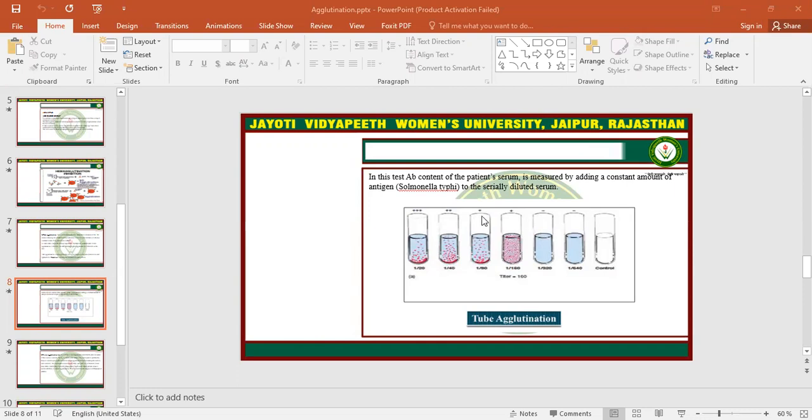After a few minutes, we observe that this tube has no agglutination reaction. This tube has no clumping, this tube does not have any clumping, and this tube also does not have any kind of clumping. In this tube, we observe some clumping-like structure. Suppose that we have added 1 ml, 2 ml, 3 ml, 4 ml, 5 ml, 6 ml, 7 ml. According to this test, we can observe that the concentration of antibody is 4 ml here. We can find out the concentration of the antibody by using this serial dilution test.